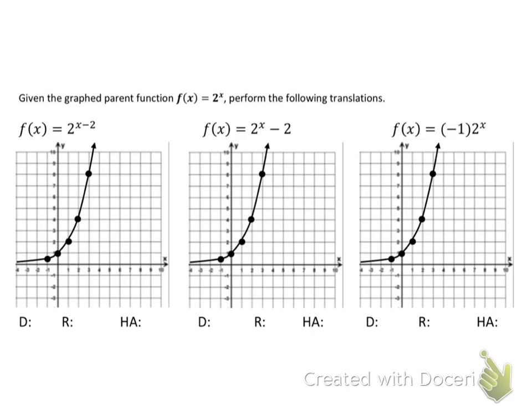Looking at this first example, what kind of transformation is this going to be? Right 2. Don't worry about making a table. Just take the parent function and move each point right 2.